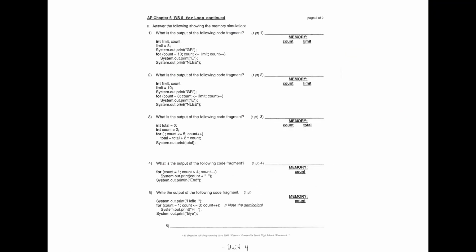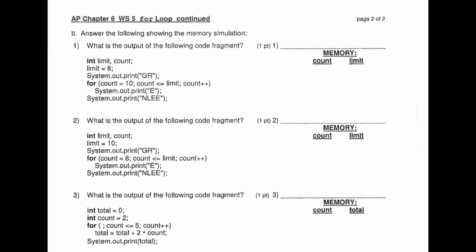All right, and the trickiest page here is going to be looking at for loops and exactly what they're going to run. So, number one, we know that we have ints that are limit and count, and we know limit is going to start at 8. So system.out.print gr. So we are going to print gr. And it says for count equals 10. So my count variable is at 10. And this loop is going to run so that count is less than or equal to limit.